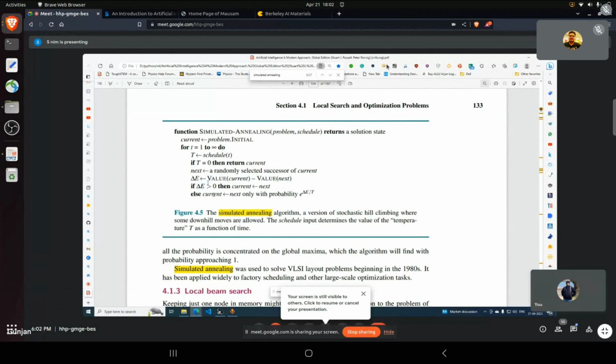This doesn't make sense, because if this is greater than zero, what it means is that the current value is greater than the value of whatever next we are choosing, right? When that happens, we actually apply this formula, not this formula. Unless they should have written cost here, or maybe this is a misprint in the new edition. I don't know. The schedule input determines the value of the temperature.